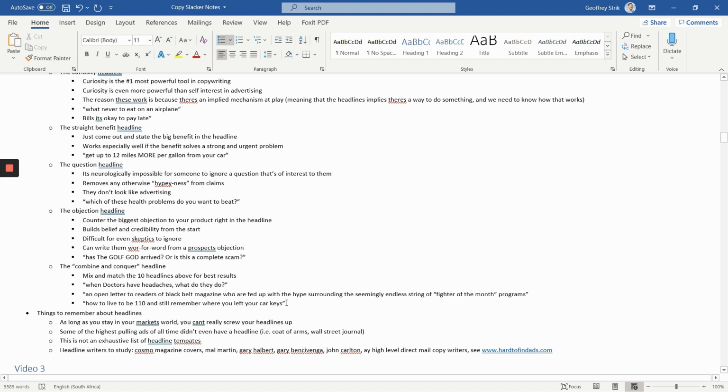Things to remember about your headlines. As long as you stay in the market's world, you can't really screw your headlines up. Some of the highest pulling ads of all time didn't even have a headline. This is not an exhaustive list of headline templates, so you can find many more, and I will be putting more on this channel, but for now I'm just, as I said, trying to get you guys introduced to many different concepts that we'll be covering.